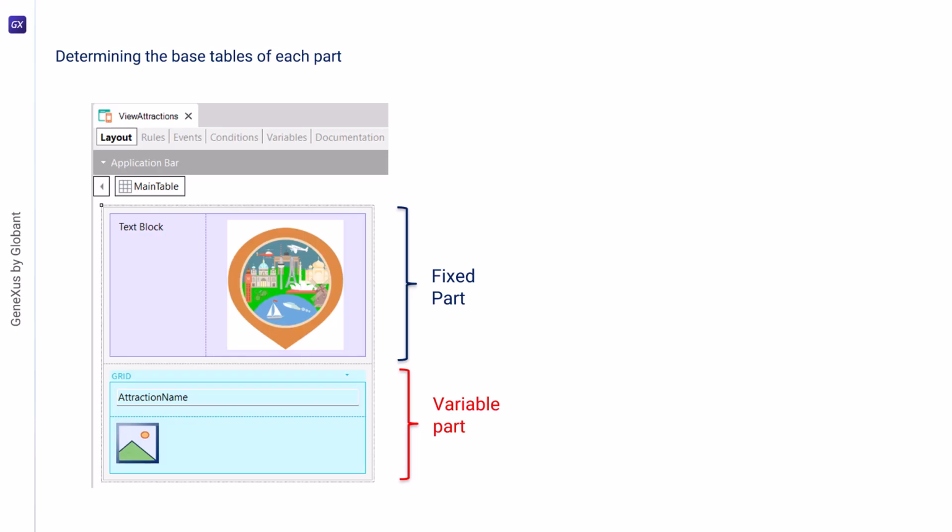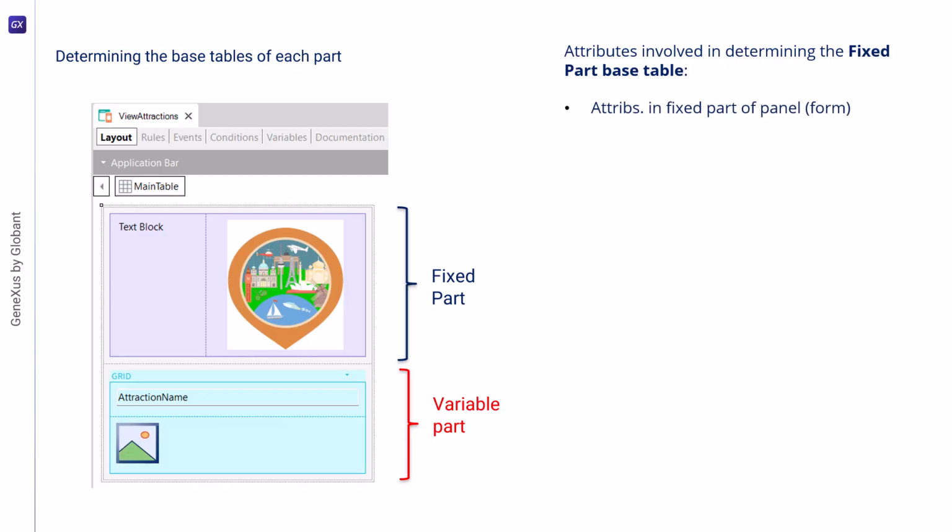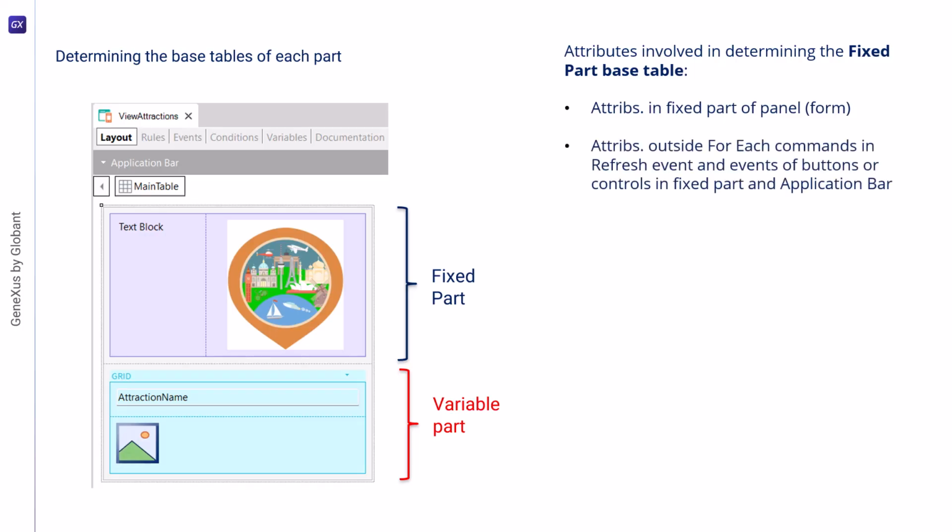Since in a panel object, the fixed part and the grid determine independent navigations, and each part will have its own base table, it's as if there were two parallel for each commands. To determine the base table of the fixed part, the attributes that belong to the fixed part of the form, and the attributes that belong to the events associated with the fixed part, will be taken into account as long as these attributes are outside a for each command.